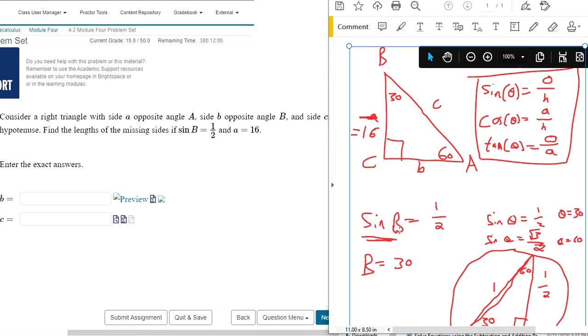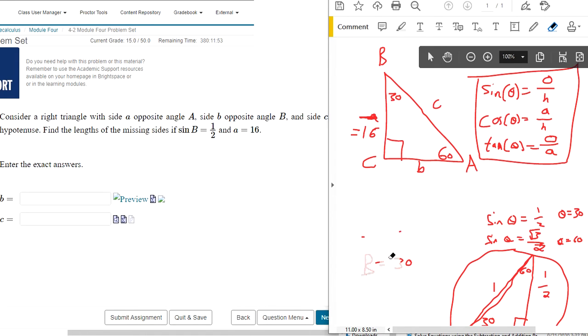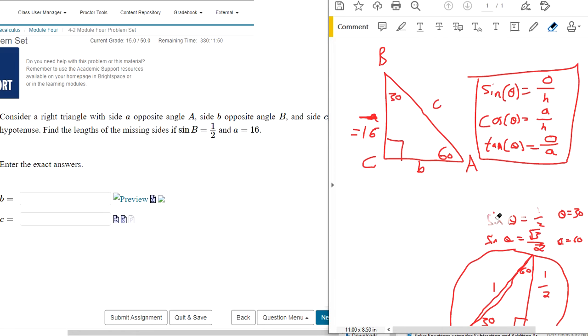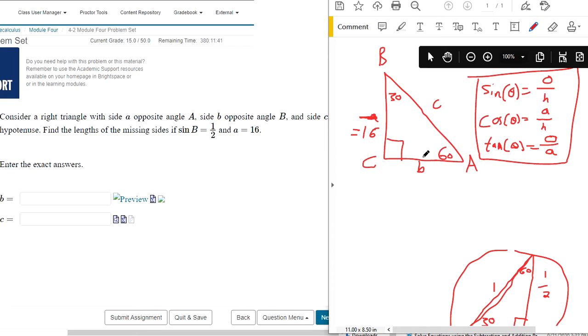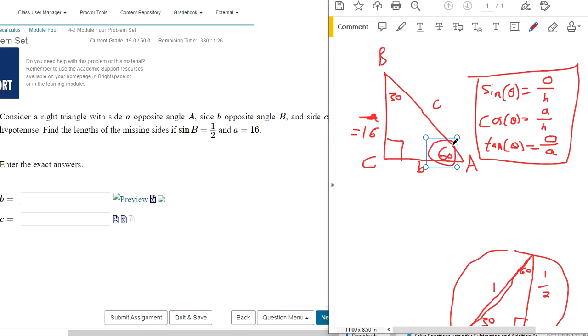So let me clear the board here. Give us some more room to work. Okay. So you could look from the perspective of 30 degrees, or you could look from the perspective of 60 degrees. Either one you choose, it's not going to matter. You're still going to get to the right answer. So from the 60 degrees perspective, let's just pick this one. We want to know either B or C.